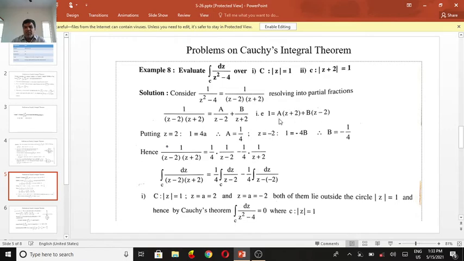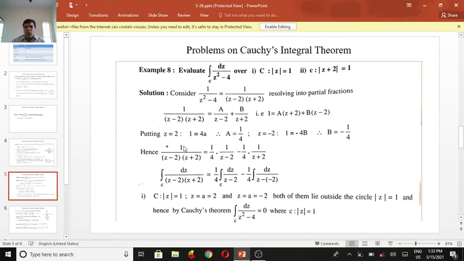If you put z = -2, A is eliminated, so we get 1 is equal to -4B, that is B is equal to -1 by 4. So we come to the problem.